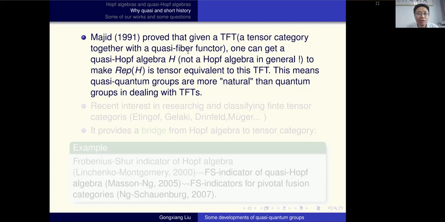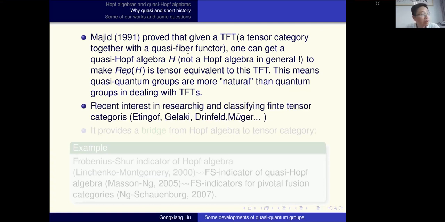Okay, that's one reason. Another reason is that recently, especially in the years after 2000, we feel more and more interested in the structure of tensor categories. So we also want to classify fusion categories. We also want to classify finite tensor categories sometimes, and some other kinds of tensor categories. So with the recent interest in researching and classifying finite tensor categories, we also need some knowledge about quasi-Hopf algebras. That's very natural. Because you can prove quasi-Hopf algebras exactly provide the tensor categories in which every object has a Frobenius dimension that is an integer. So quasi-Hopf algebras give us some examples for understanding general tensor categories. That's the reason.